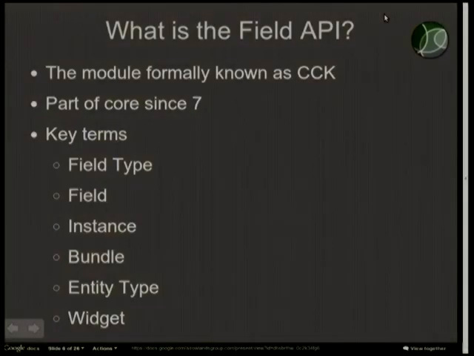It's the module formerly known as CCK in Drupal 6, and it's obviously core in 7 now, and I'm assuming everyone here knows what it is, but the key terms we want to talk about here are field type. When you create a field, you choose a boolean or a list field or an integer field, so they're your field types. You create a field, so when you first put a field into a Drupal site, the first time you create that form, you're creating the field and you're also creating the instance.